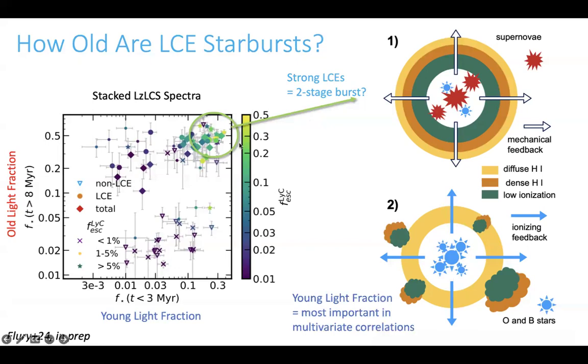She's also looked at multivariate correlations with these stacks and among various geometric and age-related parameters, to see what best correlates with Lyman Continuum escape. And in those multivariate correlations, this young light fraction is the strongest predictor of very high escape fractions. So having some source of very powerful radiation seems quite important.